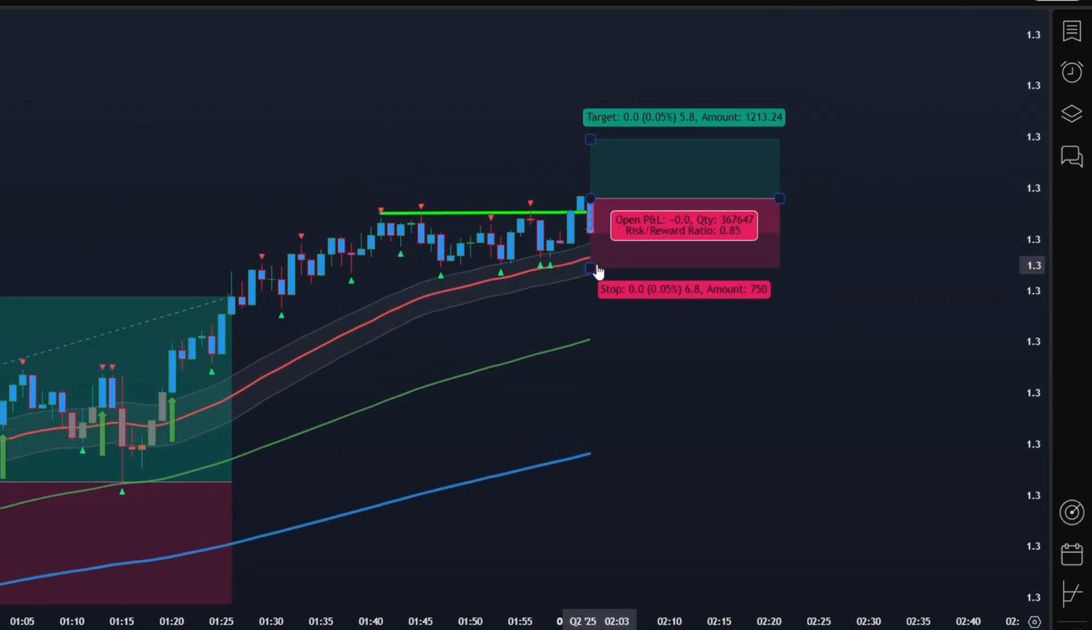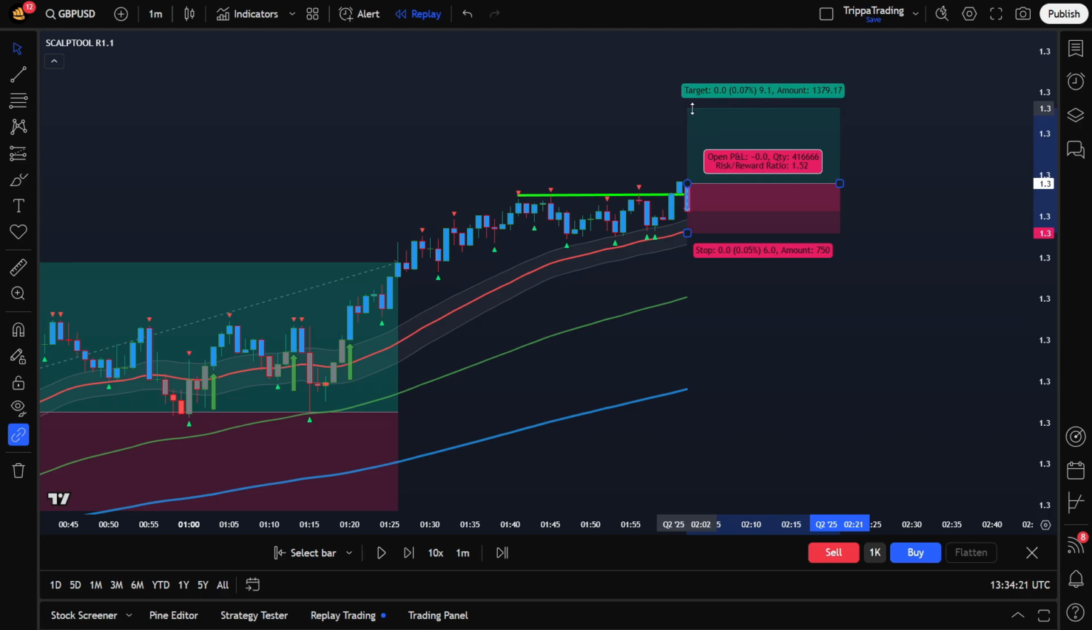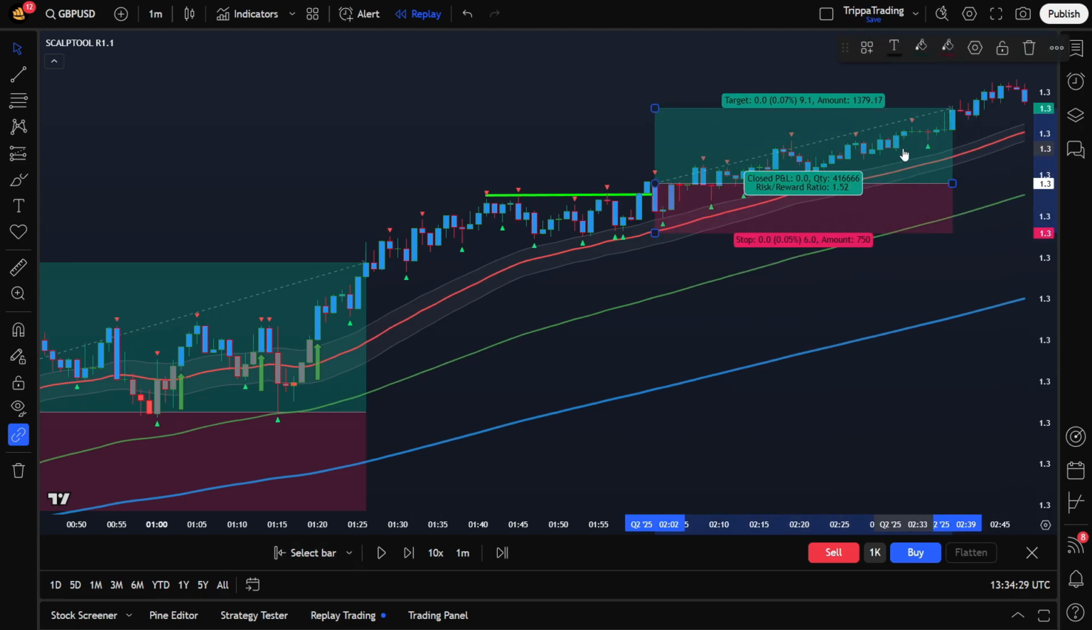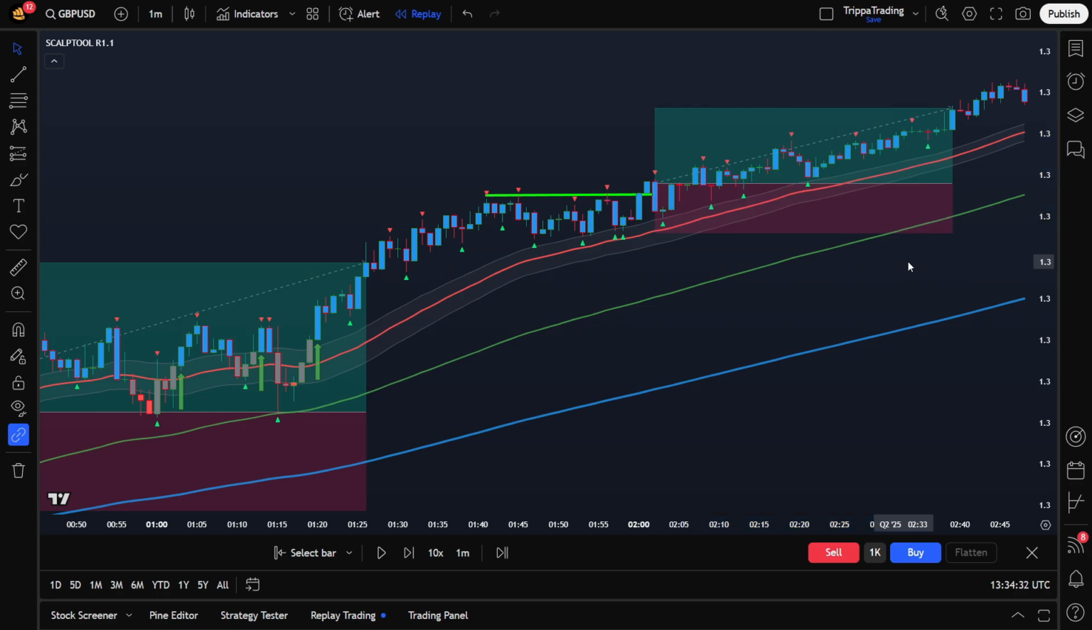Pro tip: if you're an experienced trader, you can scale out of your position as price approaches key psychological levels like round numbers, or you can trail your stop loss using the red midline to ride the trend longer.